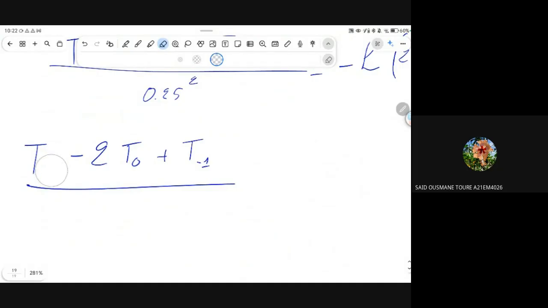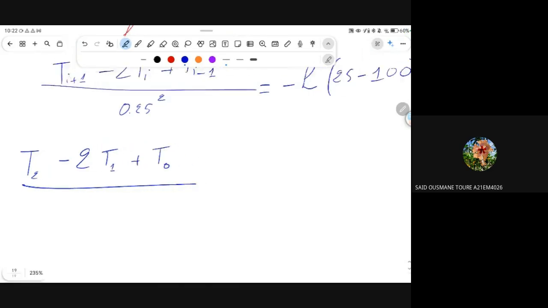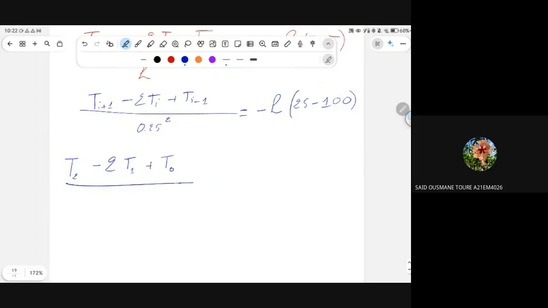So to make it make sense, you go with i equal to 1. So you have T2 minus 2T1 plus T0. Now, do we have the value of T0? It's possible to find T2. T1 also is an unknown. And I advise you to throw the 0.25 squared to the other side, because otherwise it's going to be bothering us a bit too much. So let me just remove this.